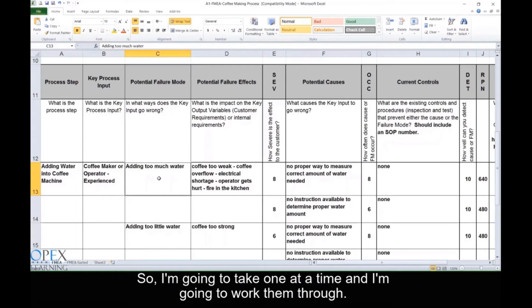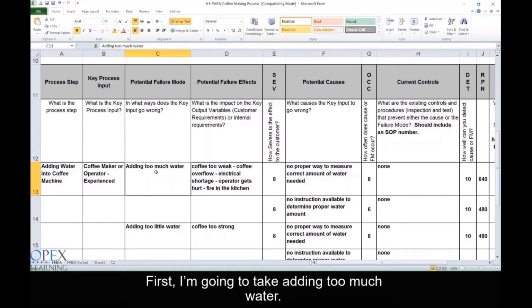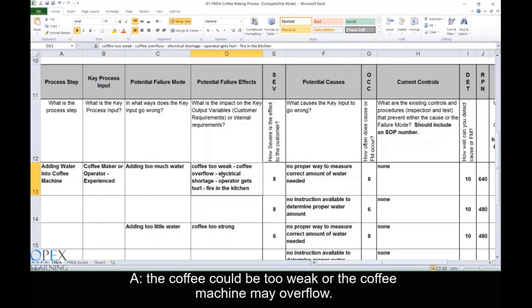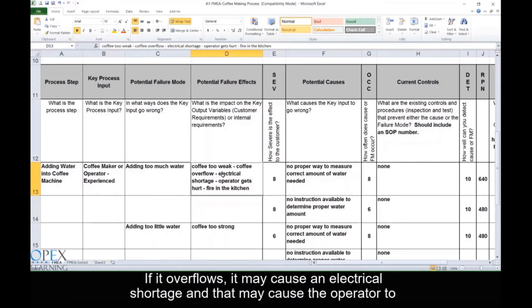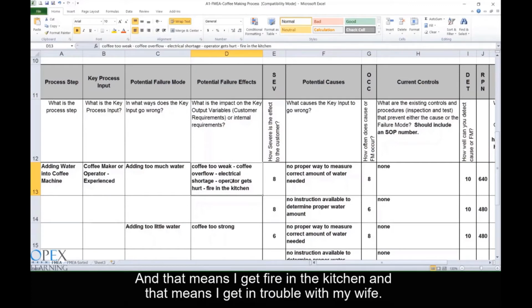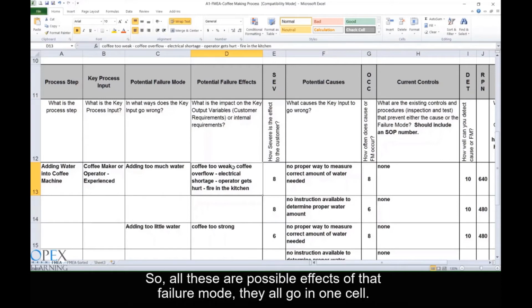So I'm going to take one at a time, and I'm going to work them through. So first I'm going to take, adding too much water. Okay, if I'm adding too much water, then would I care? What are the potential effects of that failure mode? Hey, the coffee could be too weak, right? Or the coffee machine may overflow. If it overflows, it may cause an electrical shortage, right? And that may cause that the operator gets hurt. And that means I get fire in the kitchen. And that means I get in trouble with my wife. So all these are possible effects of that failure mode.